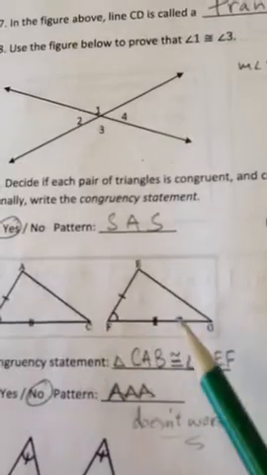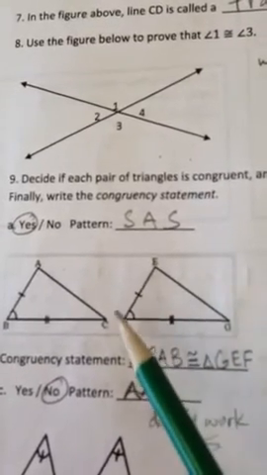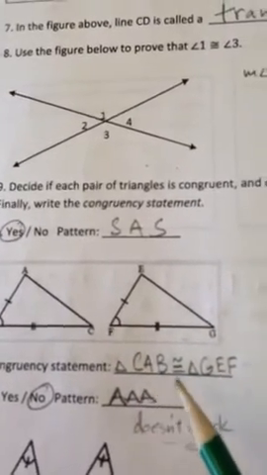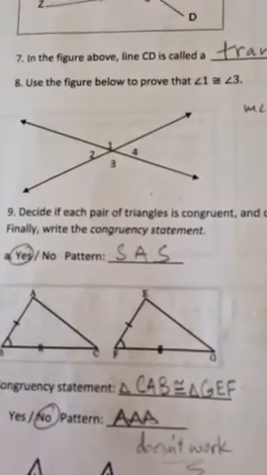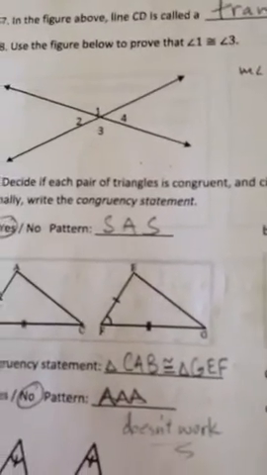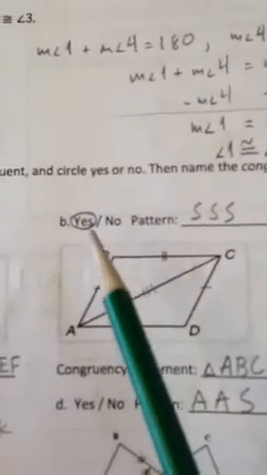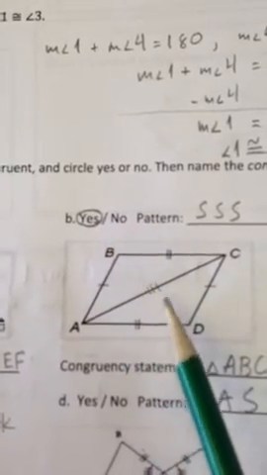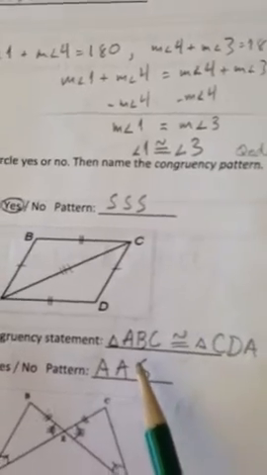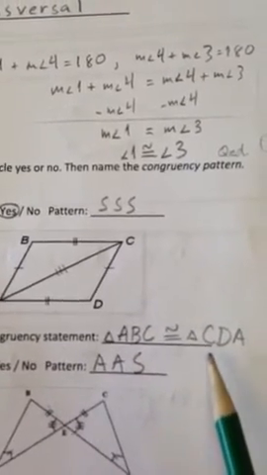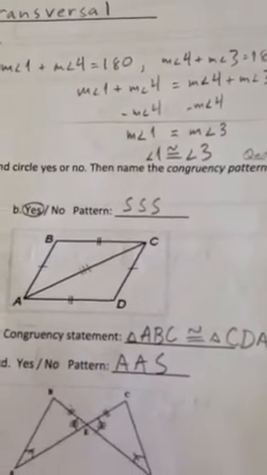CAB is congruent to GEF. All right, just as long as you spell the triangles in the matching order, then you're good. The next one is yes, those two triangles are congruent by side, side, side. Here is one possible congruency statement: ABC congruent to CDA. All right.